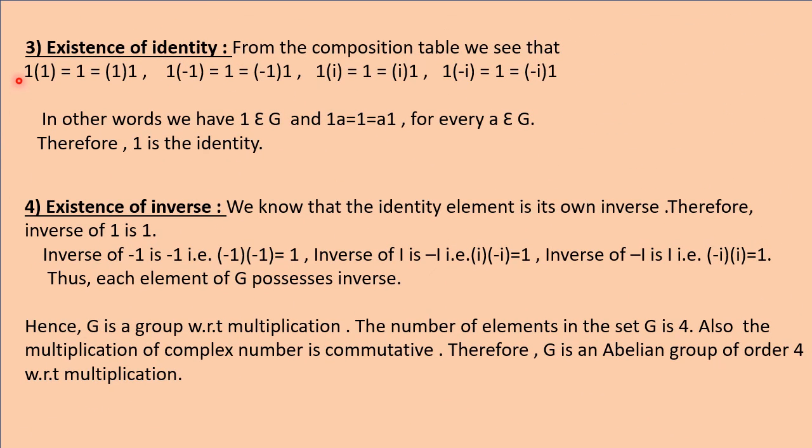Here it is written the same, that is existence of identity and existence of inverse. So G is a group and also G is an abelian group of order 4 since there are 4 elements present in the group.